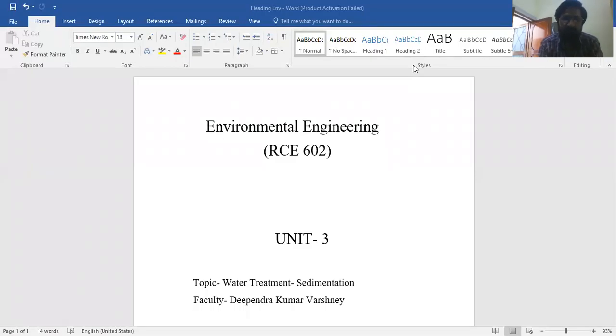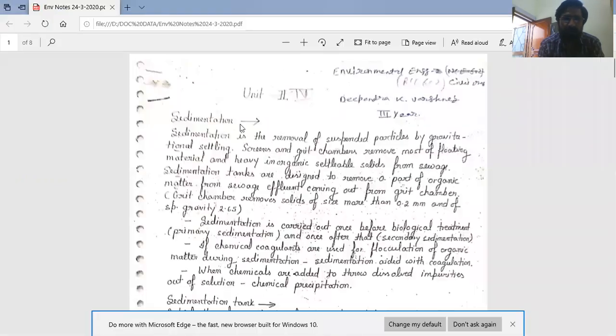Today's topic is the sedimentation process in water treatment or sewage treatment. Same. Sedimentation. The sedimentation process is the removal of suspended particles by gravitational settling.